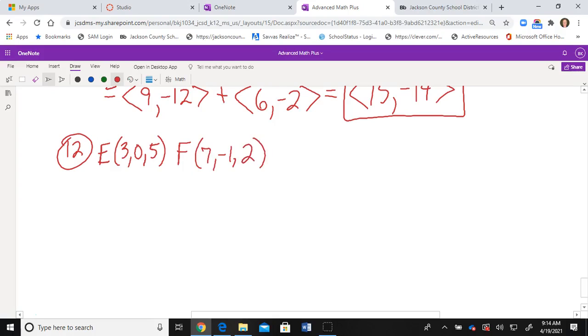Okay, so like I said, they're wanting us to find vector EF from these 2 points, okay? You do it the same way. F minus E, okay? So 7 minus 3, negative 1 minus 0, and 2 minus 5.